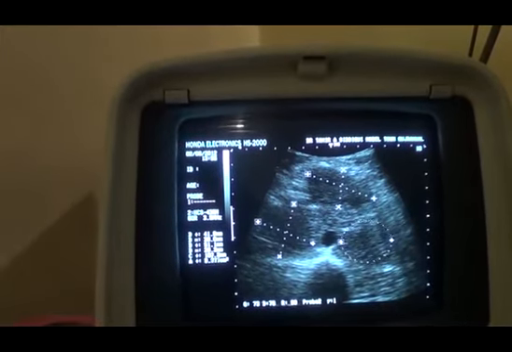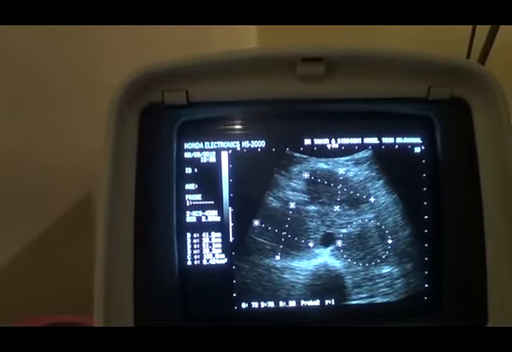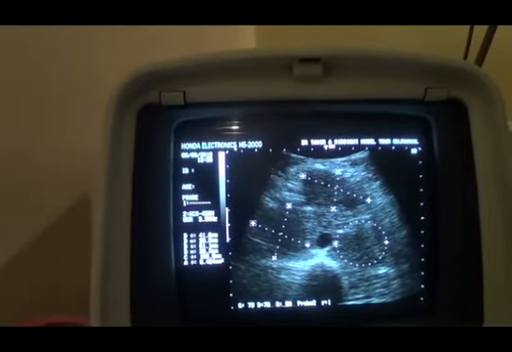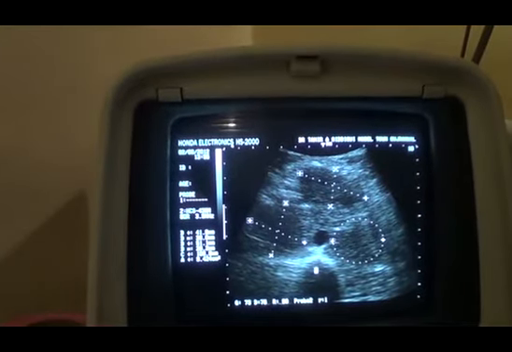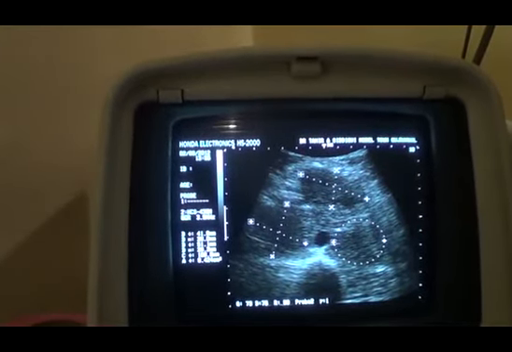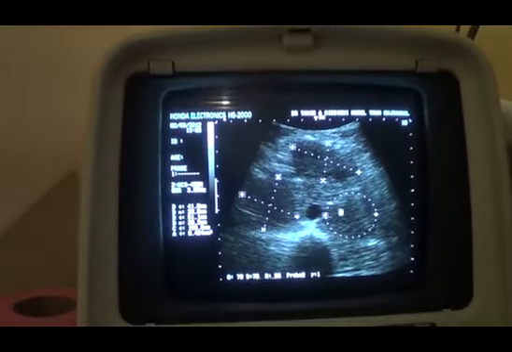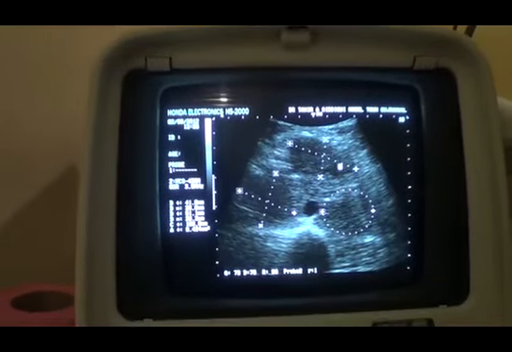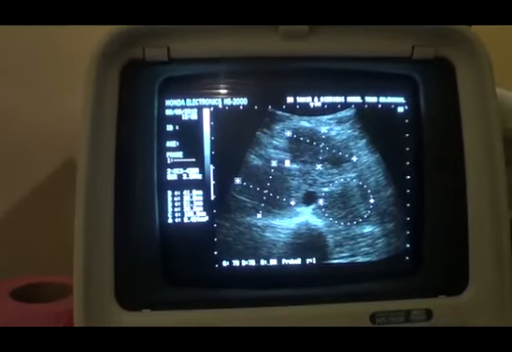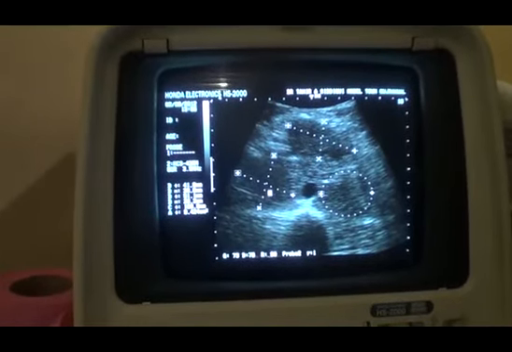Now, are these the lymph nodes? This is the spine, this is the aorta in transverse section. Now, are these hypoechoic solid areas lymph nodes or a retroperitoneal mass? These.